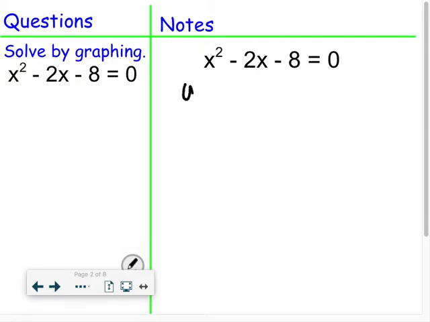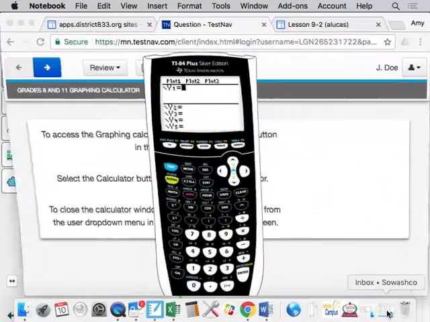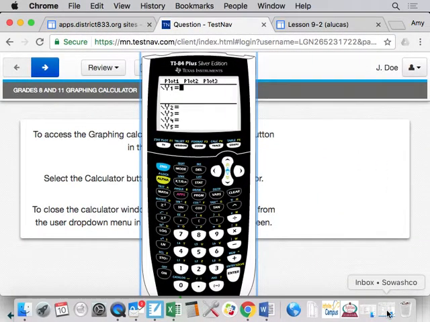So on the graphing calculator, I am going to enter this in as a quadratic equation with two variables. So y equals x squared minus 2x minus 8. So I'm going to go to my graphing calculator, y equals, and type this in, x squared, you can see the buttons that I'm pushing, minus 2x minus 8. Then I hit the button to graph my quadratic.